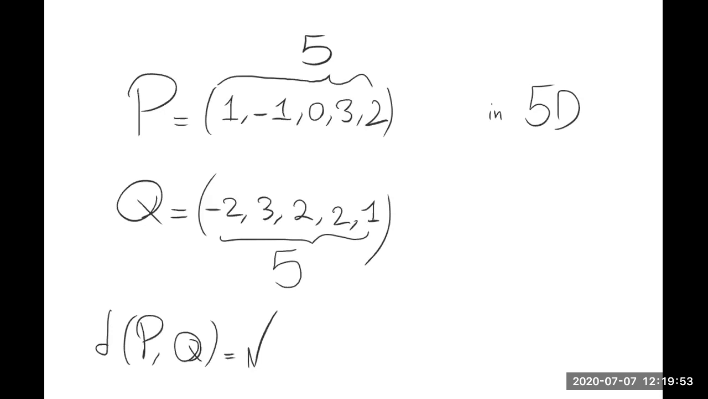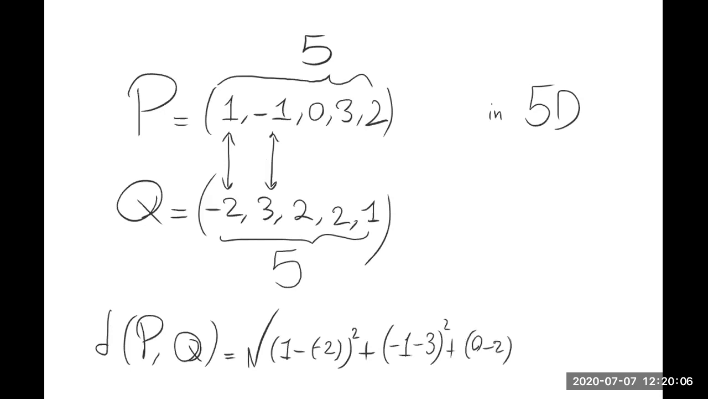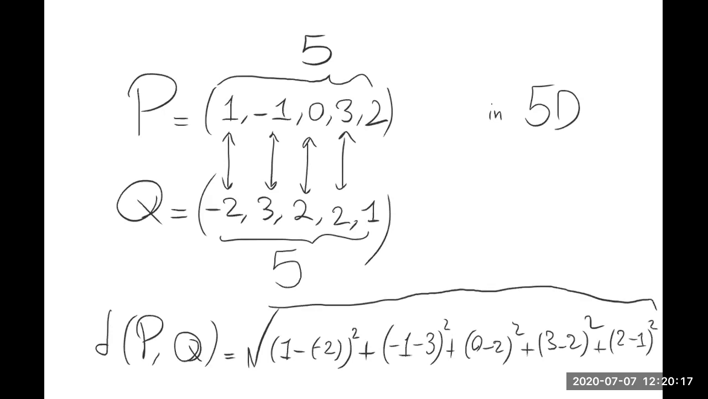We say 1 minus minus 2 squared, first coordinates. Minus 1 minus 3 squared, second coordinates. 0 minus 2 squared, third coordinates. 3 minus 2 squared, fourth coordinates. Plus 2 minus 1 squared, fifth coordinate. And we add all of these things.